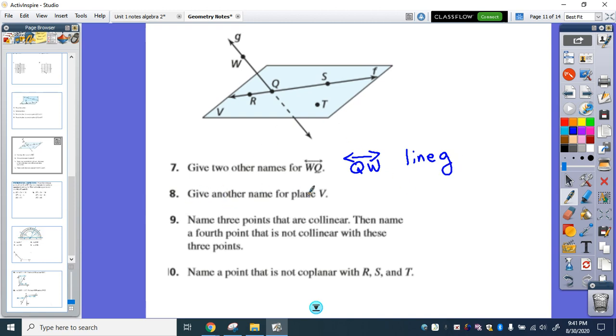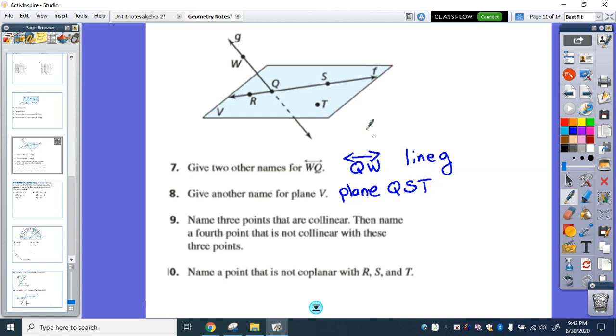Now, same thing goes. If we're going to name another name for plane V, I'm going to give you a couple of options. That's not necessarily all of them, but I'll try to give you as many as I can come up with right now. So plane V is talking about everything inside of this shaded rectangular space. So if we want to talk about plane V, the other way we could talk about it is calling it plane QST.